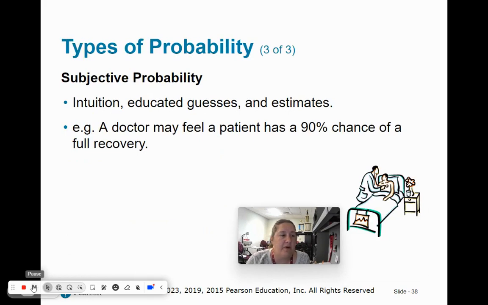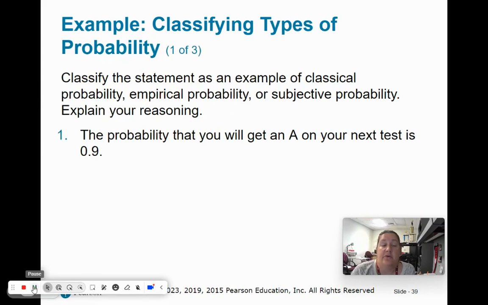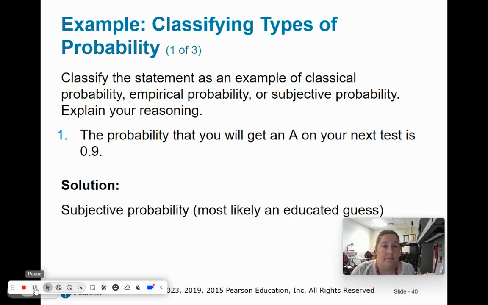The last type of probability is subjective. That's whenever you've got an educated guess happening. So let's run through these types. We're going to classify the statement as either classical, empirical, or subjective and explain our reasoning. Probability you're going to get an A on your next test is 90%. It's probably subjective. There's no data to back you up, and we don't know how many tests you've taken and what your average is before that.